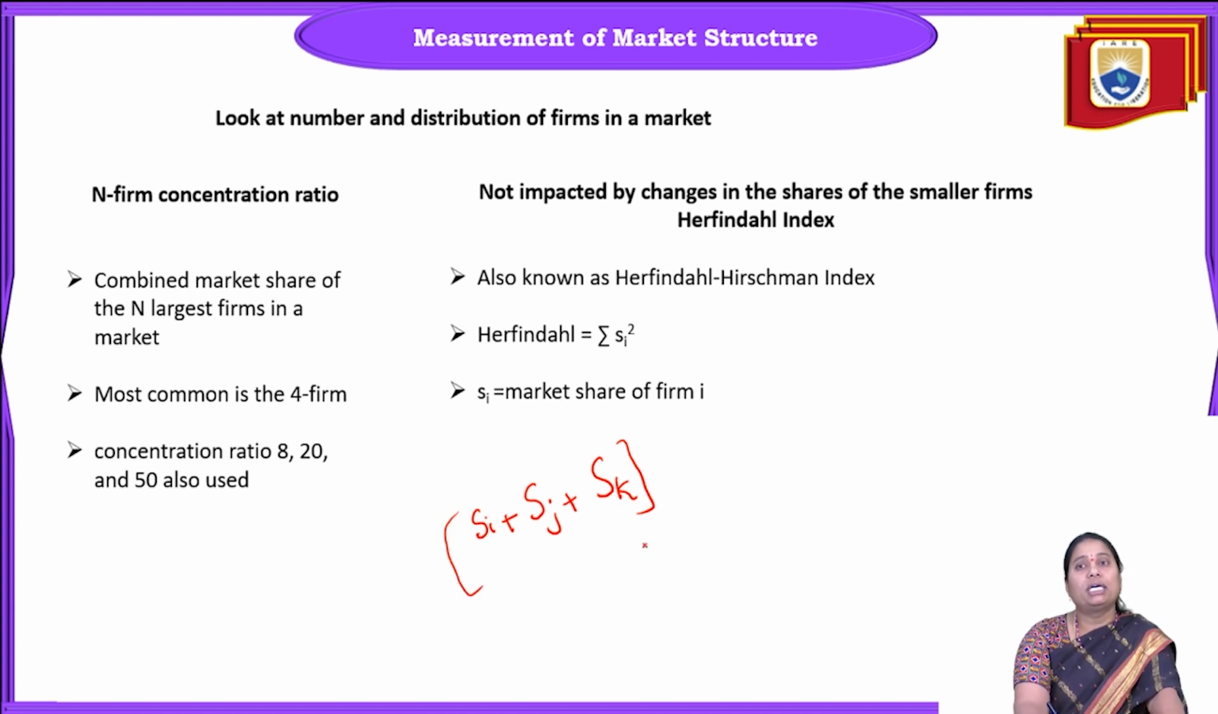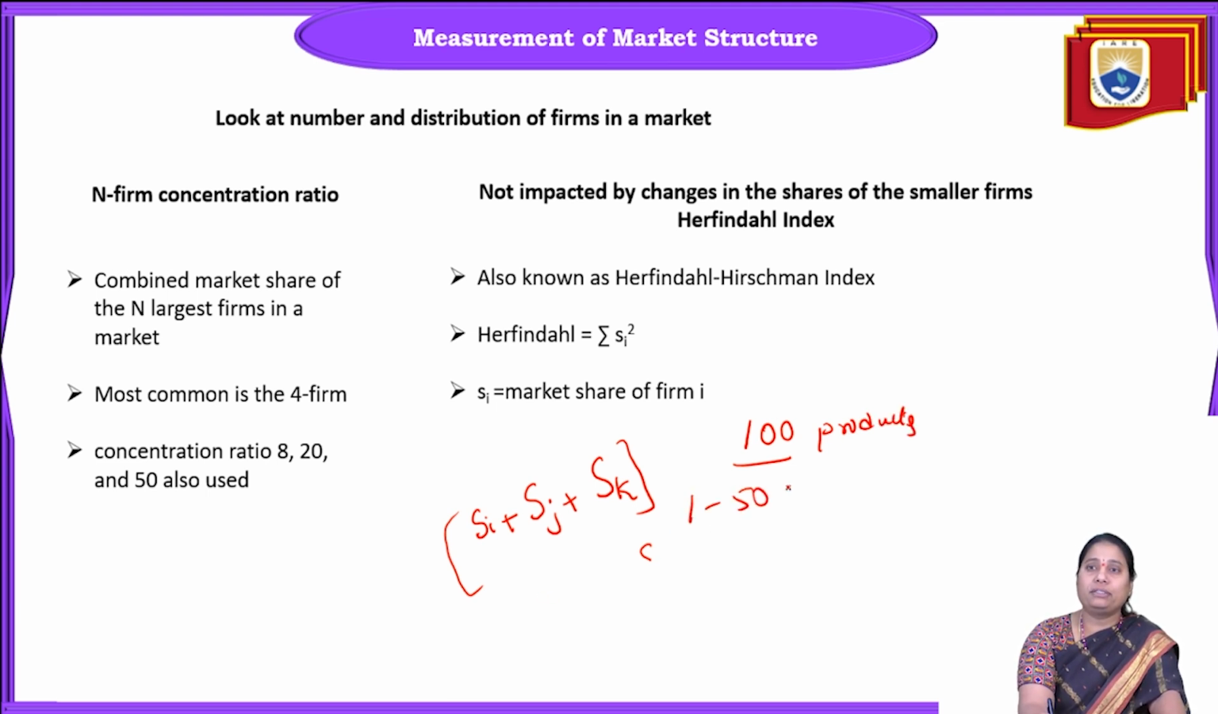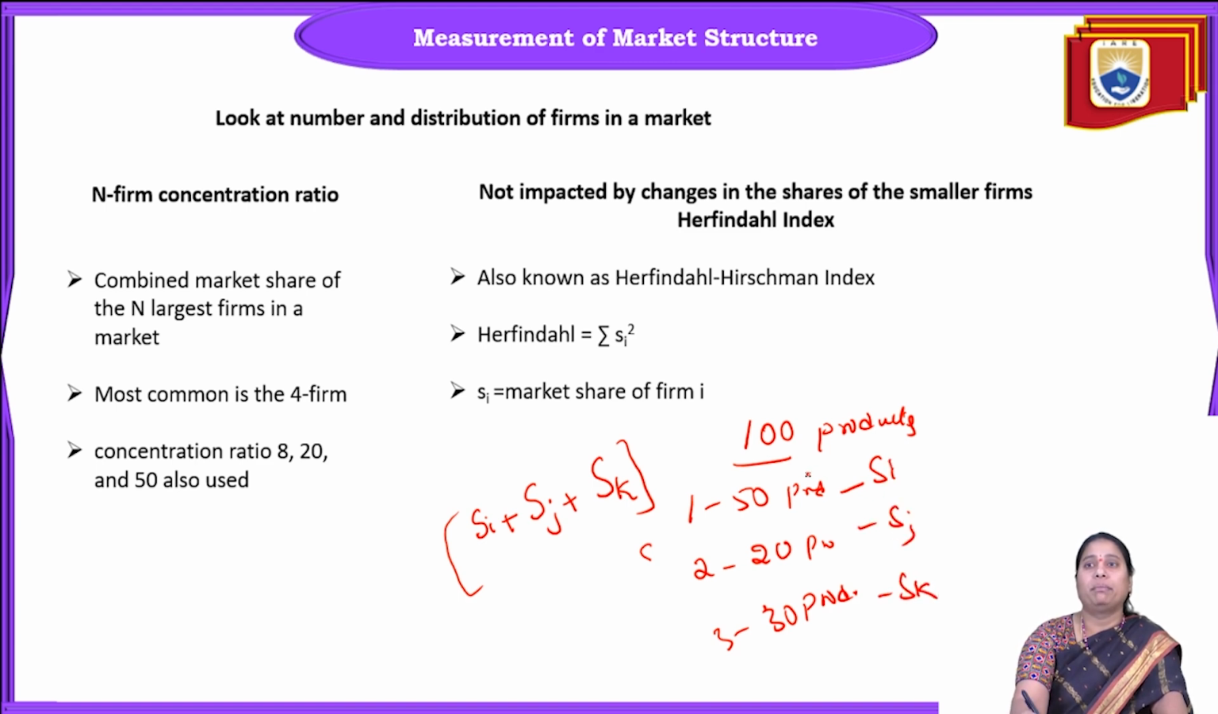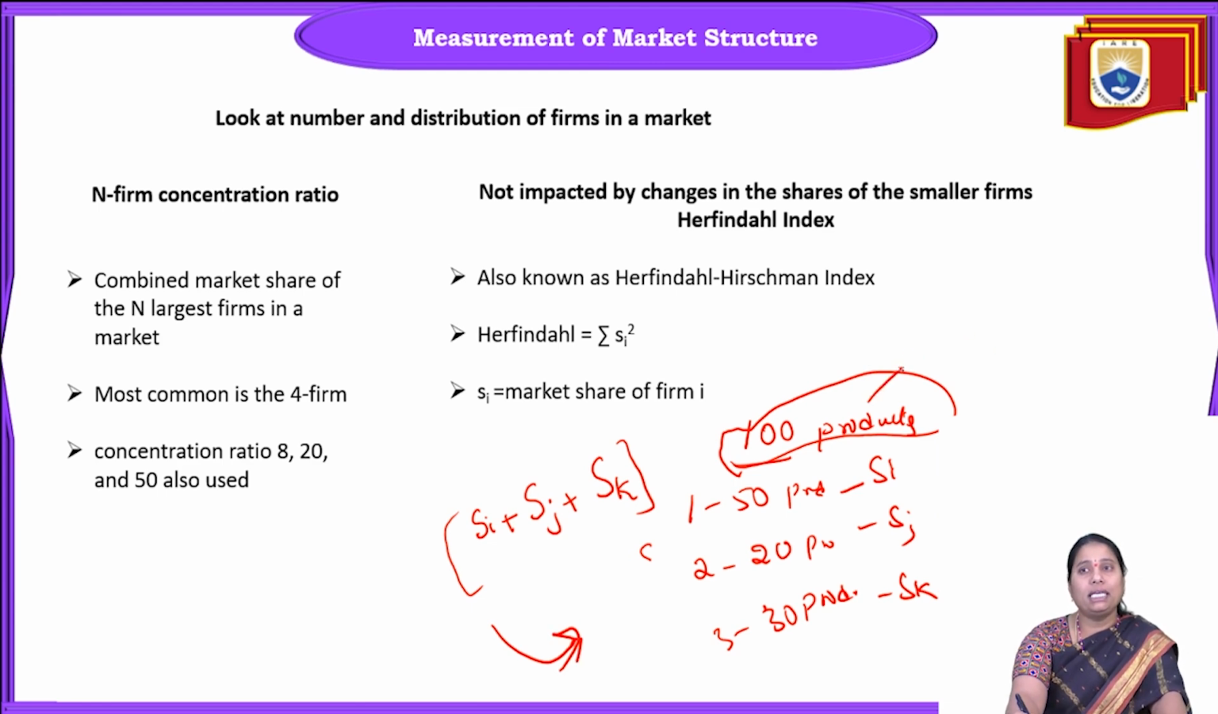Suppose there are 100 products being sold in a particular market. One person is selling 50 products, the second person is selling 20 products, and the third person is selling 30 products. We can call these S_i, S_j and S_k. In total, how many products are they selling in that market? 100 products, which is sufficient. If somebody newly introduces products, but there is only a need for 100 products, this person might be able to sell 40, this person might be able to sell 15, and this person might be able to sell 20.